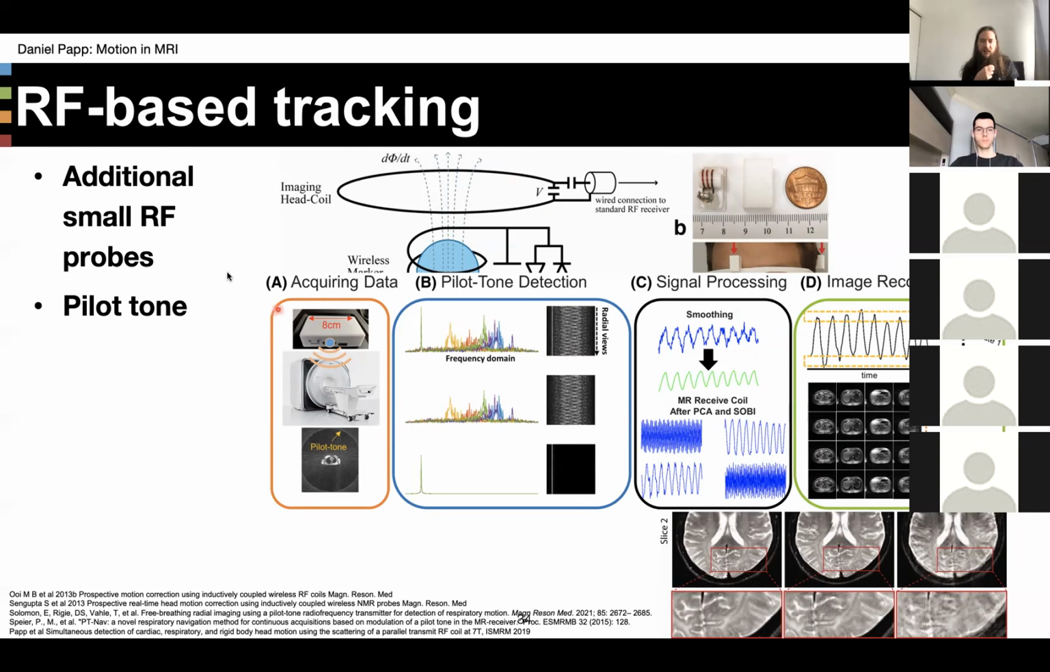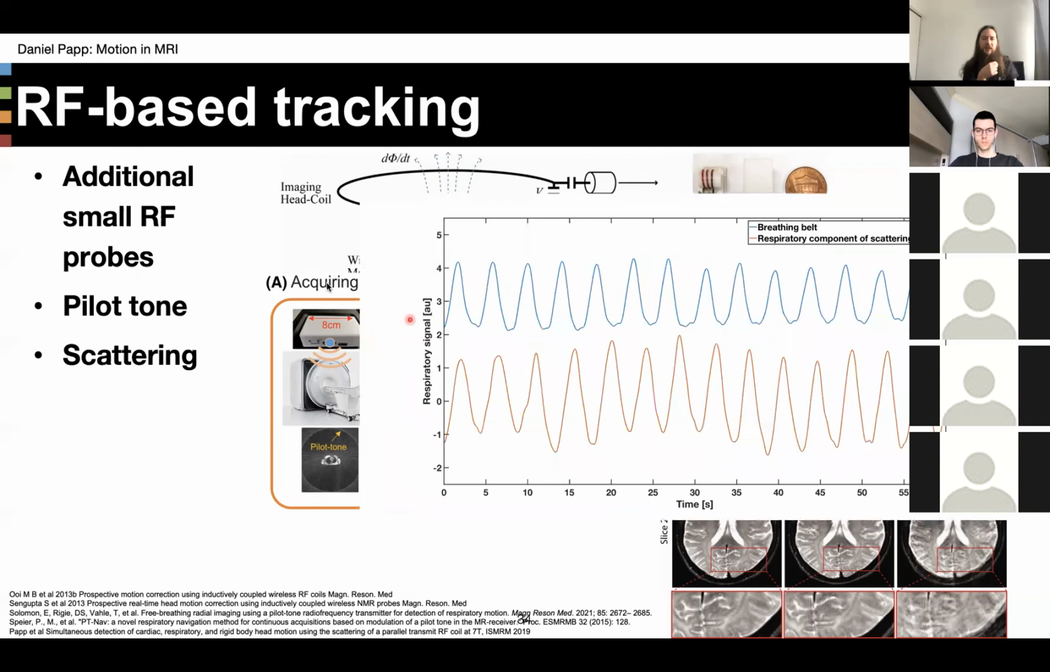Another thing is the pilot tone. Here you have a tone, an RF generator that just generates your signal well outside your field of view of interest, but within the twice oversampled frequency domain. And that can tell you the respiration state. Or this is something that Aaron Hassan-I did, which is a PTX coil, and then the scattering parameters of it will once again tell you about, in this case, respiration.